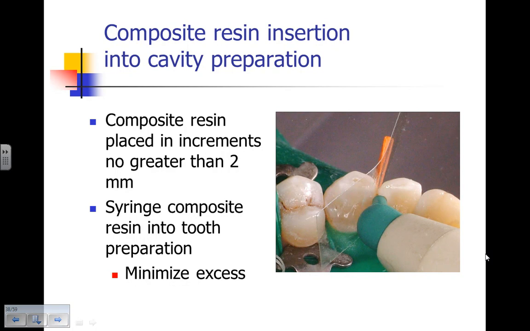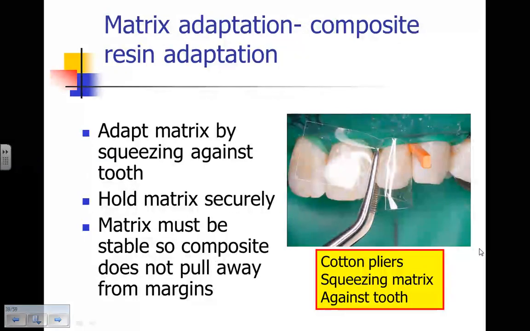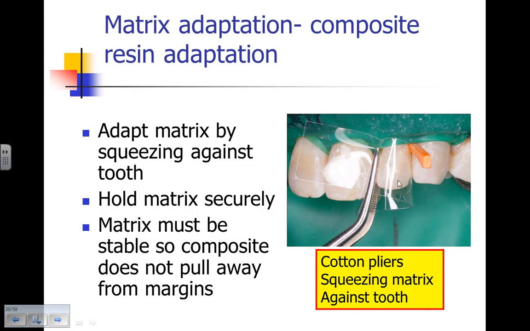Our composite resin for this case is placed in 1 increment because it's less than 2 millimeters in depth. We syringe the composite resin into the tooth preparation. We remove all the excess before taking the mylar and adapting the mylar to the tooth surface. In this case, the distal lingual of tooth number 10, I'm squeezing the mylar strip and stabilizing it using the cotton pliers, squeezing it up against the tooth. The wedge has been placed from the facial because it was difficult to get it in from the lingual due to root proximity.